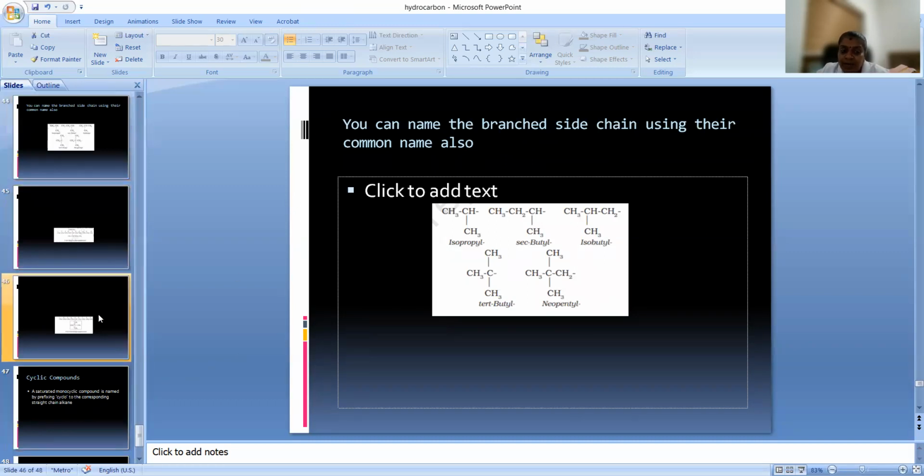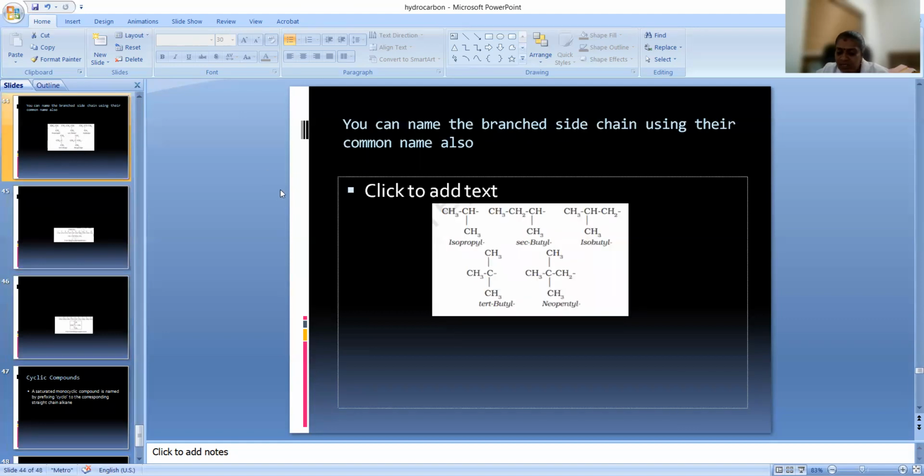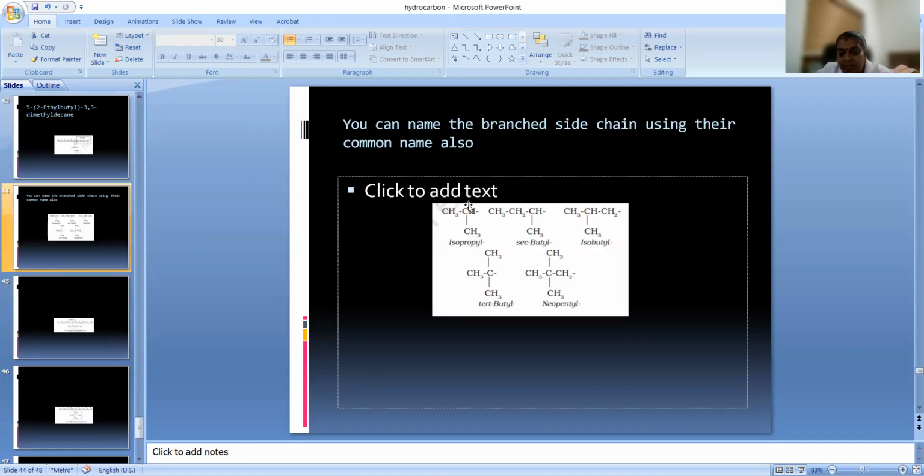And there is another thing also. If you want to name that branch, you can use the common name; that is also applicable. So we can see some common names. If the branch is like this, with two CH3 and this carbon atom being the point of attachment, it is isopropyl. And here one ethyl and a CH3 group will come. So this is called secondary butyl, and this is called isobutyl. Okay, this is attached with the CH3, then it is called isobutyl.